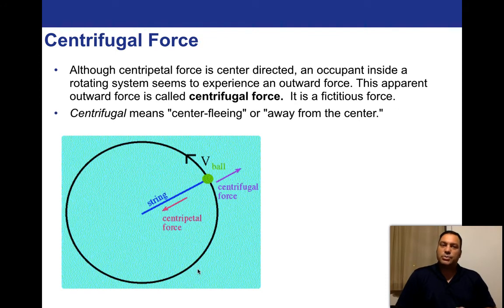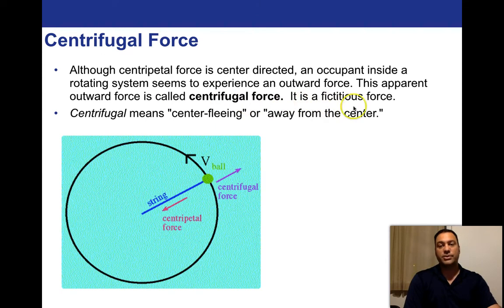So that gives rise to another force that is frequently confused with centripetal force, and that's centrifugal force, or centripetal force, as some people say it. They almost run the two words together. But centrifugal force is very different. And so although centripetal force is center directed, in other words, it points towards the middle, just as we see here, there's an arrow. An occupant inside a rotating system seems to experience an outward force. So if this is you spinning around, you feel like you want to go out this direction. This apparent outward force is called centrifugal force.